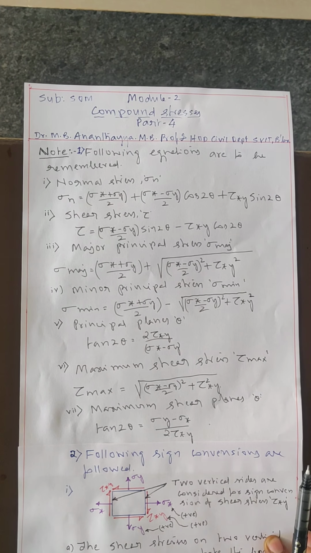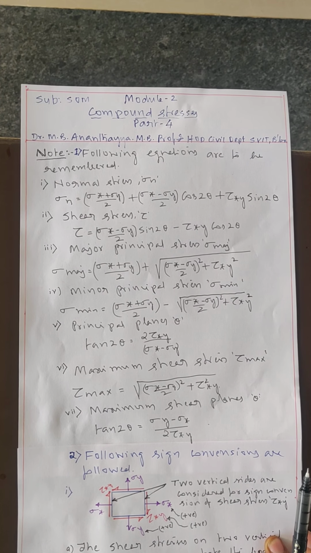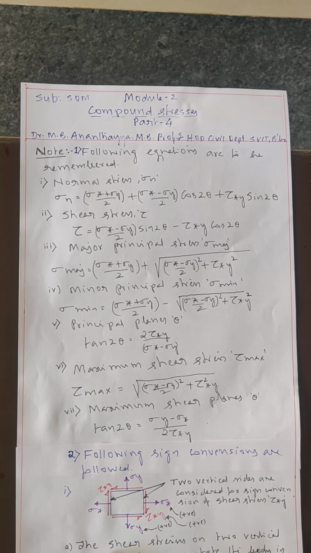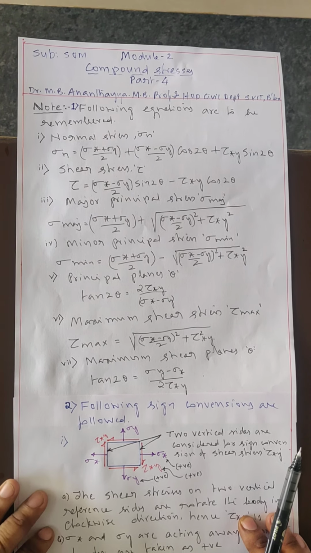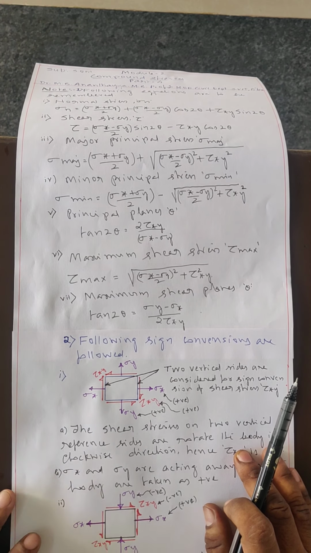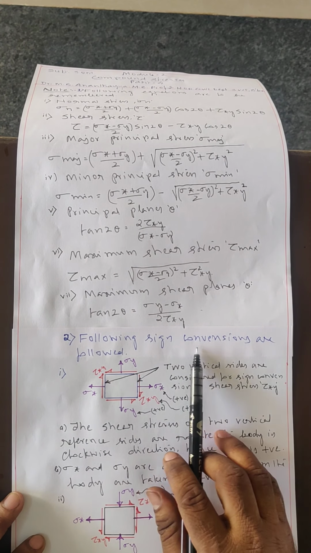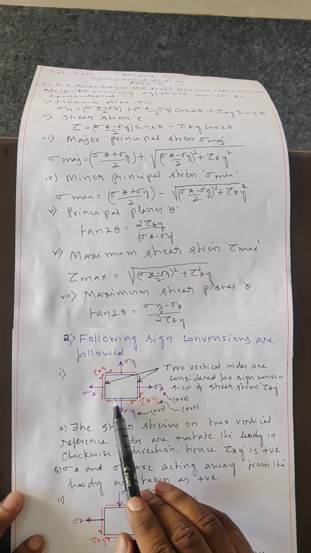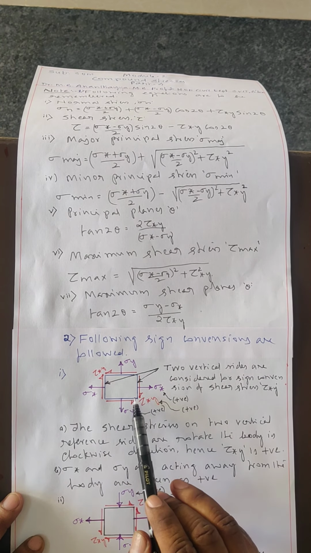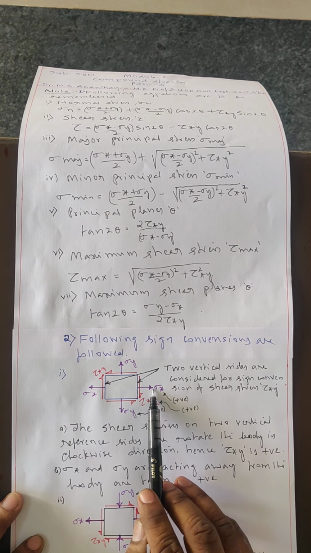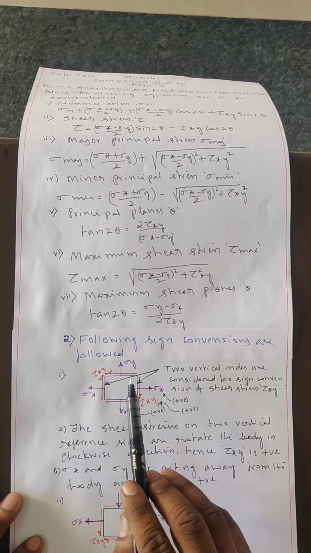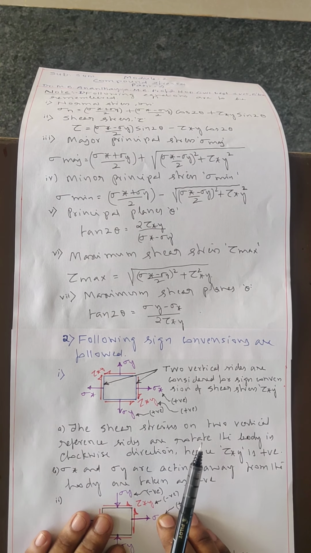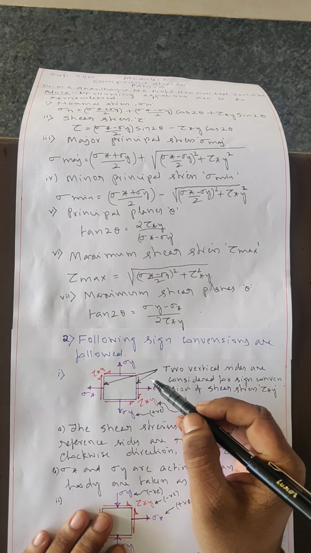Next, some sign conventions we have to remember. We will see the sign conventions clearly. The following sign conventions are followed. See, this is a material, a strained material or strained element. In this, sigma x is the stress acting away from the body. Again, sigma y also is stress acting away from the body. Again, here shear stress is there.